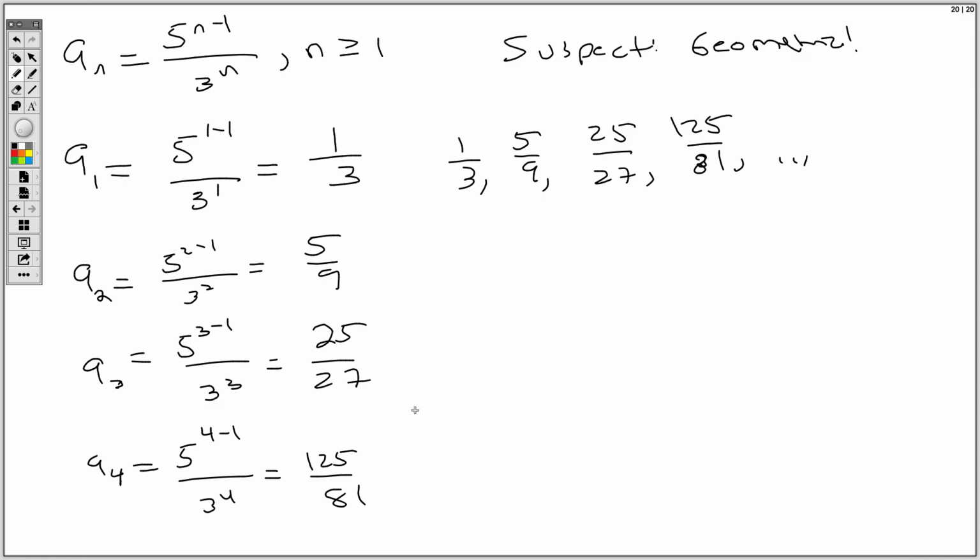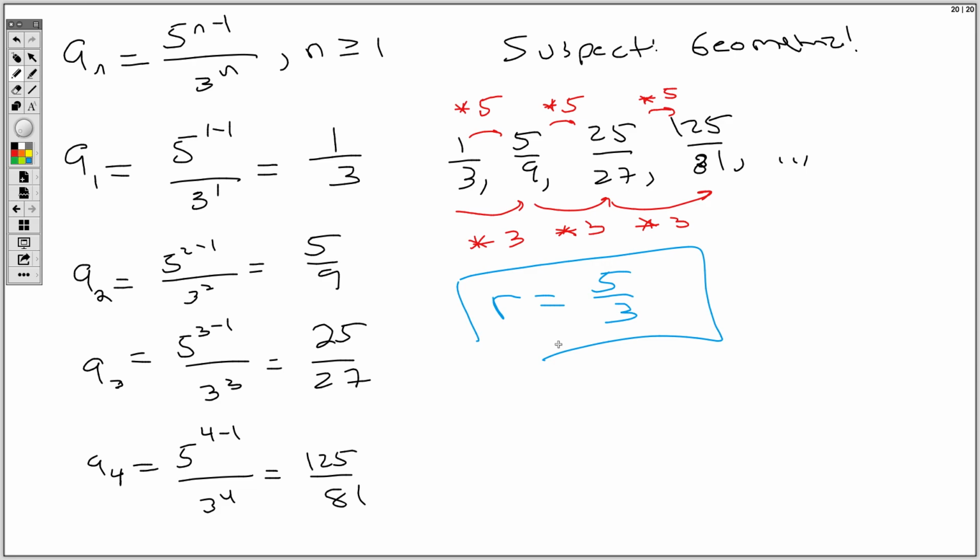It looks like it should be based on the formula here. So we need to look at the ratio, see if there's a common ratio here. How am I going from one to the next each time? Well, if I look at the numerator, I'm always multiplying by what? 5. If I look at the denominator, I'm always multiplying by what? 3. So in fact, I'm always multiplying each term by 5/3. And that's our common ratio.